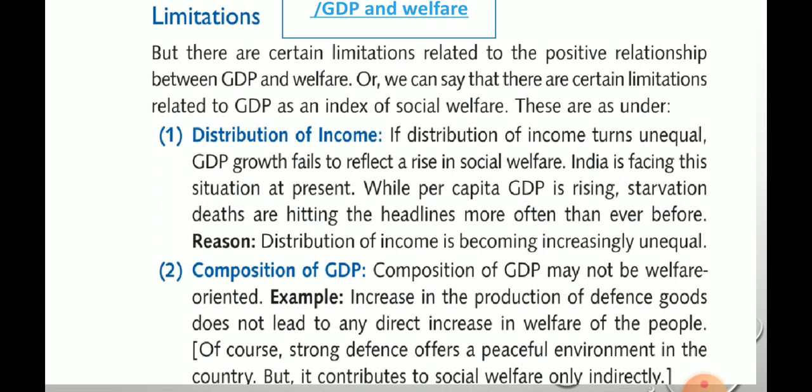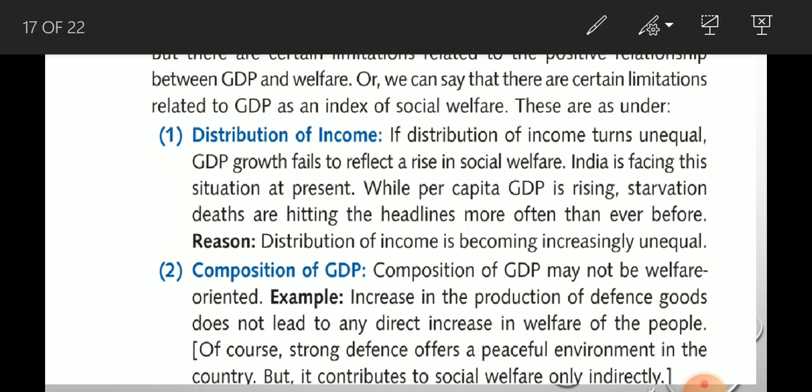Most of the time 1 or 2 questions are asked from here. So prepare it properly because it is very important. Okay, let me start. First point given here is distribution of income. Distribution of income is of two types.